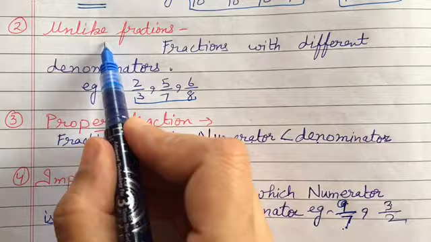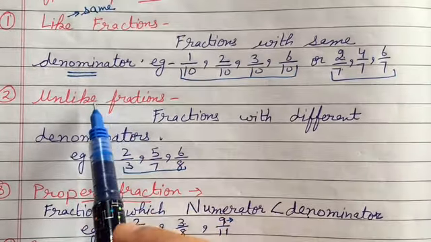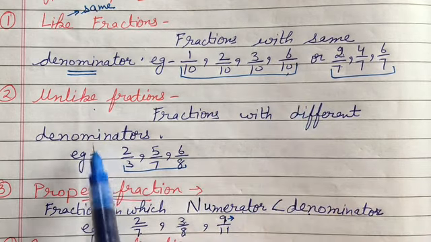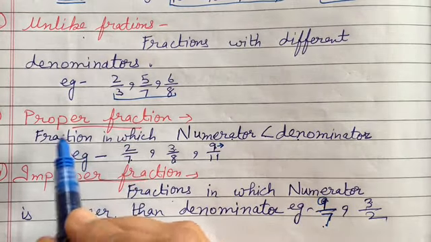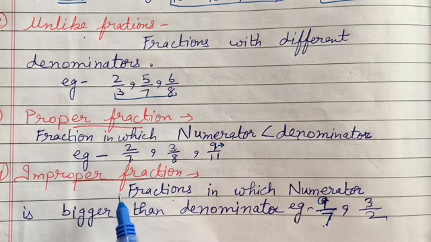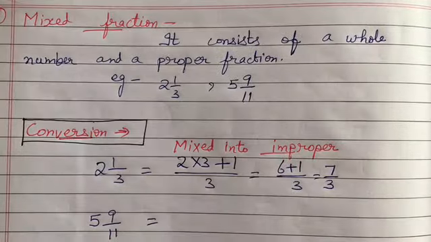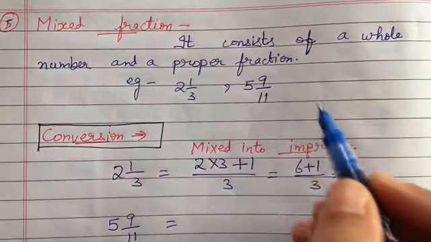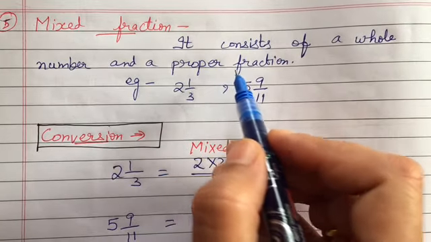So like fraction, first one we have read, unlike fraction. Like fraction is one in which all the denominators are same. Unlike fraction, denominators are different. Then we have studied proper fraction in which numerator is small, and improper fraction in which numerator is big. Next thing that comes in this is mixed fraction. So fraction that consists of whole number and a proper fraction.